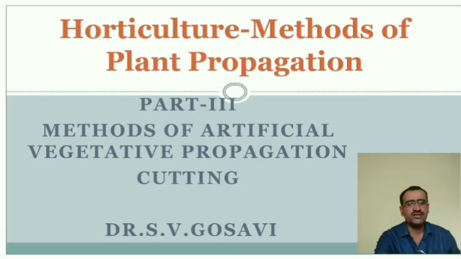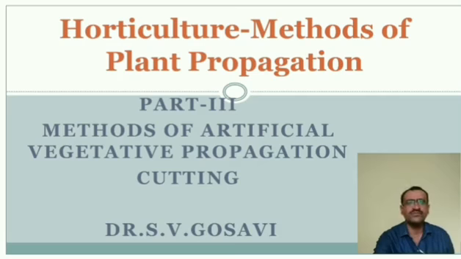Besides the natural methods of vegetative propagation, human beings have developed several techniques, and those methods are known as artificial vegetative propagation methods. Artificial vegetative propagation mostly takes place in economically beneficial plants. There are two types of vegetative propagation. First is the natural method of vegetative propagation, and second is artificial vegetative propagation. In this topic we will learn about artificial vegetative propagation.